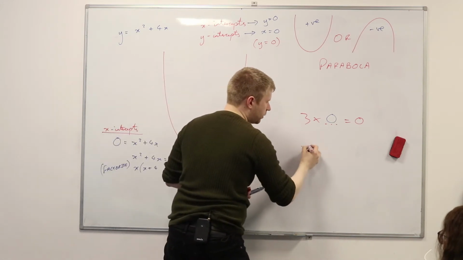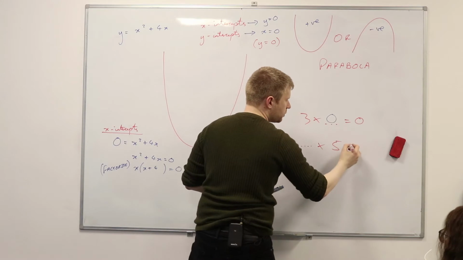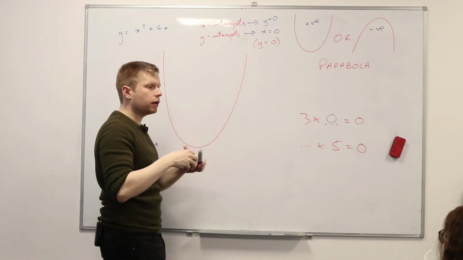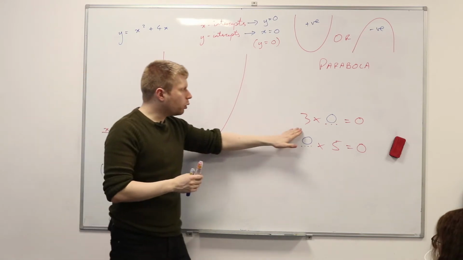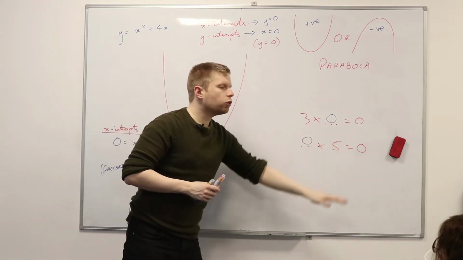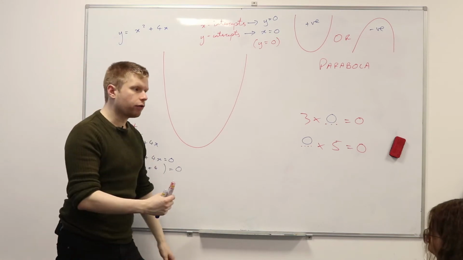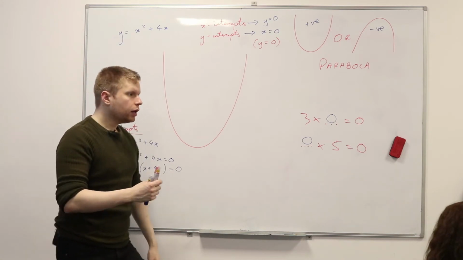Yeah, exactly. And if I keep going, would you be happy? Something times 5 gives me 0. What's that number got to be? It's got to be 0, right? So the idea is that if I'm multiplying two numbers together and the result is 0, at least one of them has to be 0. Okay? So let's consider that.